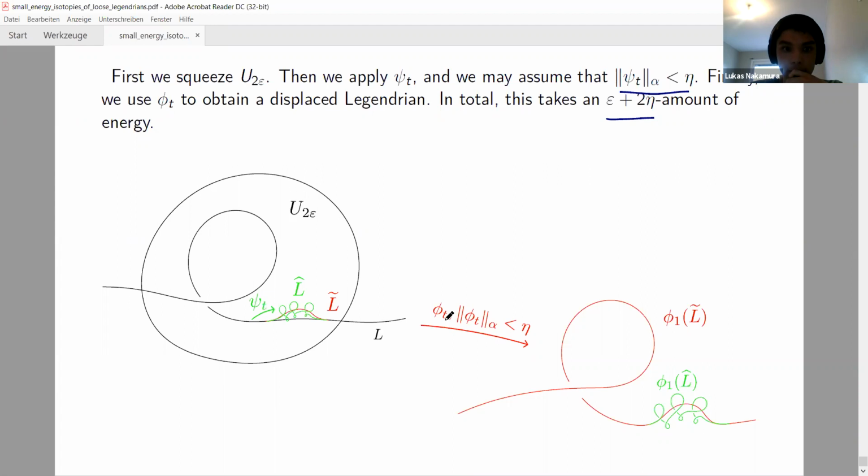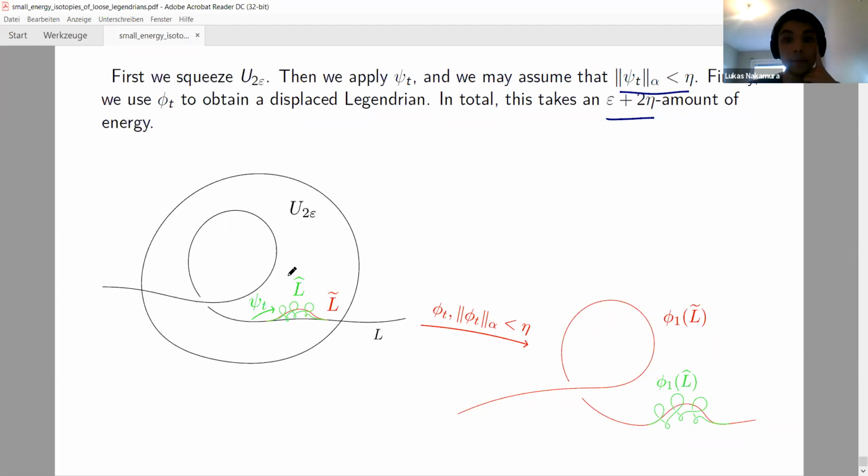So maybe again to summarize the proof, we first perturb L into a non-Legendrian L tilde, because we know that from an energy perspective we can move non-Legendrians freely through our contact manifold. And so we can displace L tilde from L, and then we approximate L tilde by a loose Legendrian and use Murphy's h-principle to construct an isotopy from L to this L hat. And then we can use the structure of this ball of height 2 epsilon in order to get the energy bound on this side.